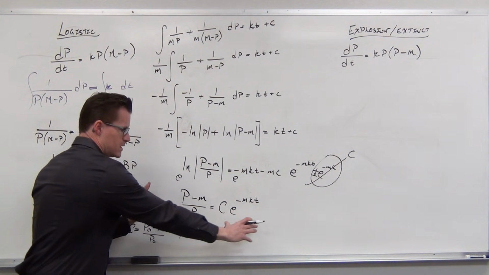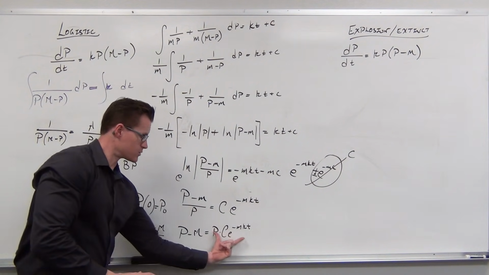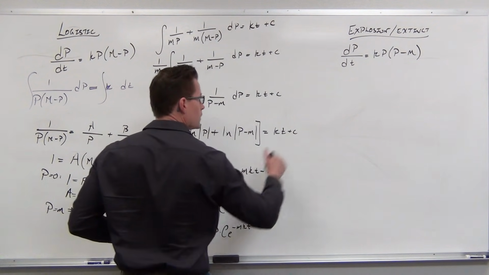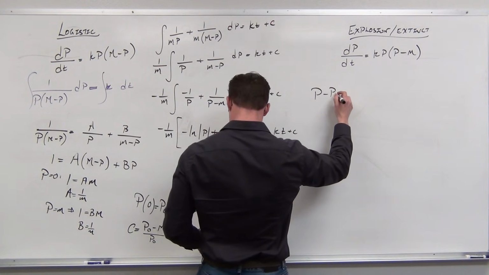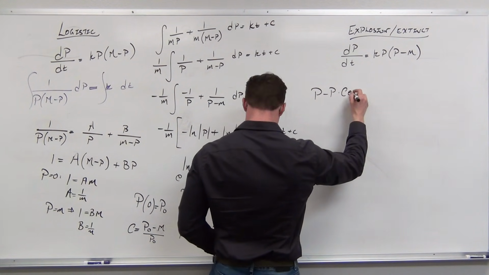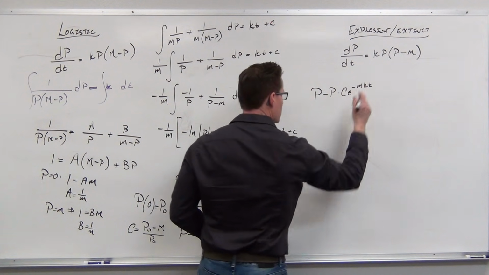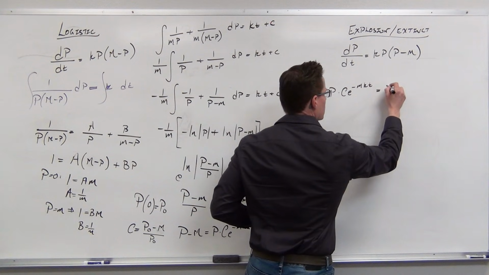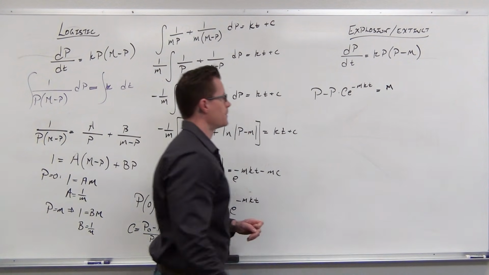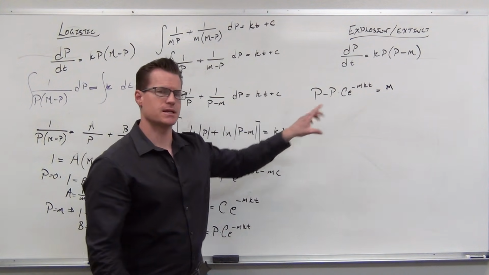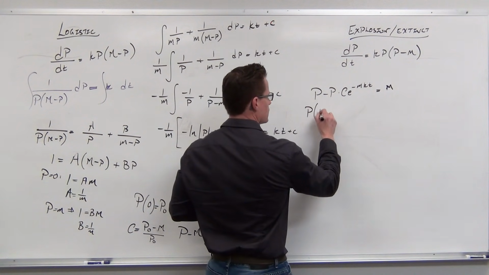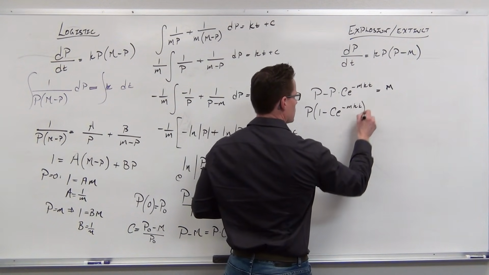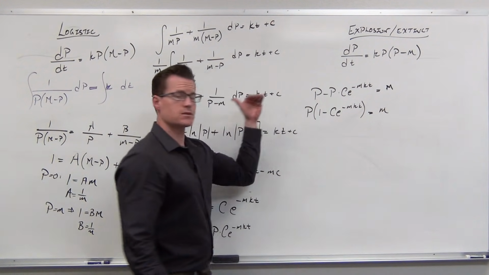We're going to group our p terms on one side and our m term on the other. So I'm going to subtract this from both sides and add our m. So we've subtracted this. We're going to add our m. Let's factor that p since we have two terms. And let's divide to solve for p.